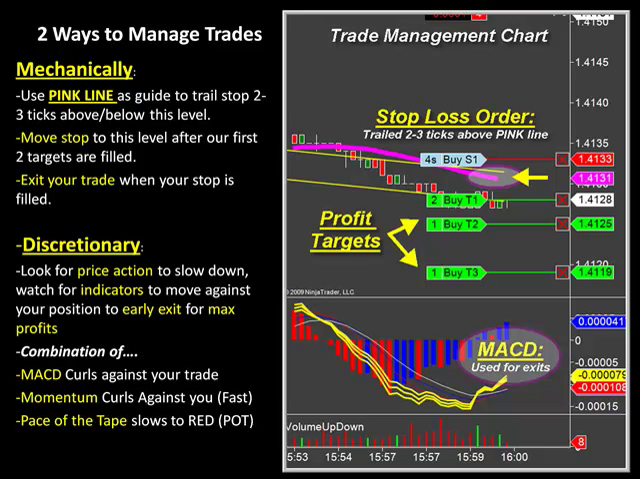However, in a more low volume day where I see things chopping around a little bit, I may want to get aggressive with taking profit, which of course means I'm going to now look for a combination of the MACD, momentum, and the pace of tape, all signaling me to get out of that trade early.